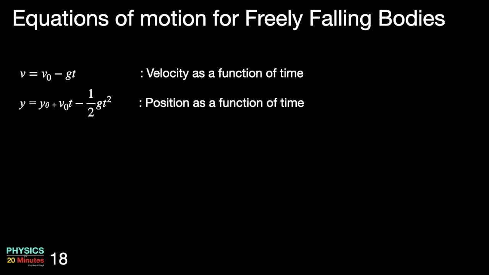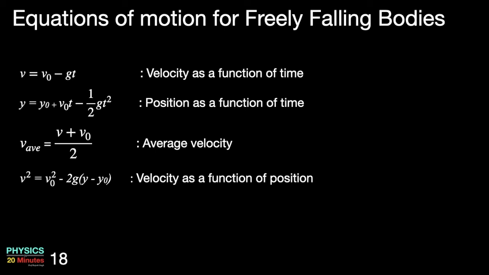Next equation is position. x is replaced by y. As we have discussed, the motion is along the y-axis. So y is equal to y0 plus v0t minus 1 by 2 gt square. Remember, we are replacing a by minus g. v average remains the same, (v plus v0) by 2. While the fourth equation is v square is equal to v0 square minus 2g(y minus y0). So y minus y0 is displacement along the y-axis and a is replaced by minus g.